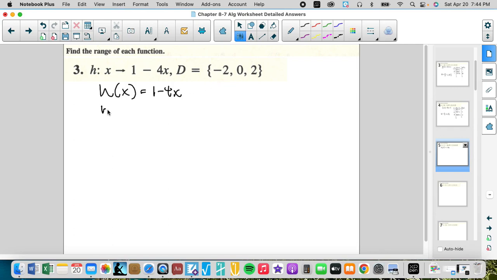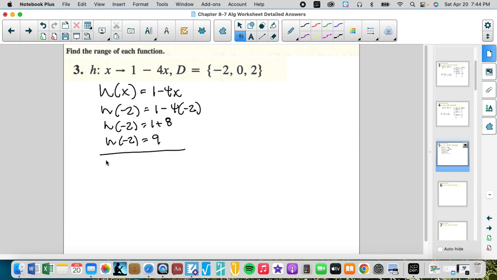So what we're going to do is we're going to say, hey, what's h of -2? So 1 minus 4 times -2. So we're going to insert this x value, and we're going to notate it here. So h of -2 equals 1 plus 8. H of -2 equals 9. So that's another way we can do this, showing it and I guess detailing our work.